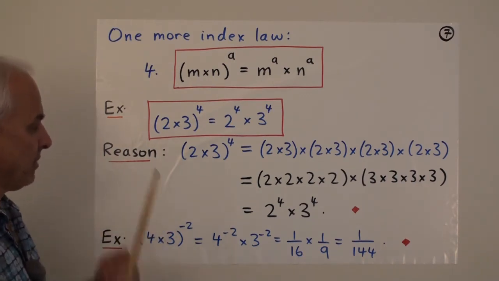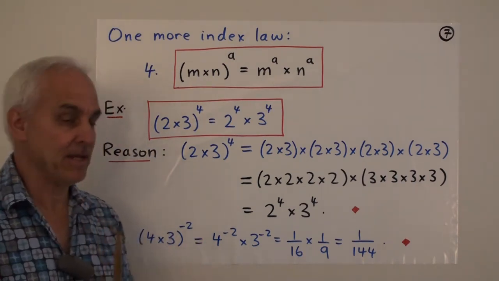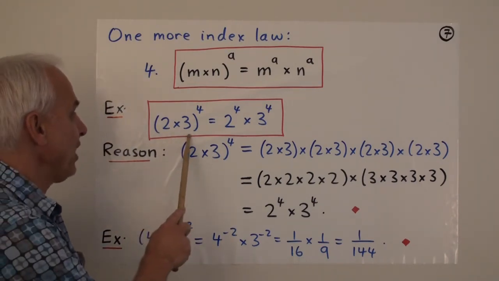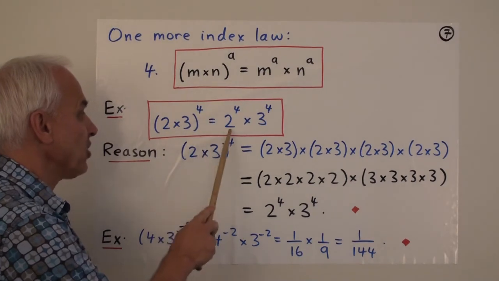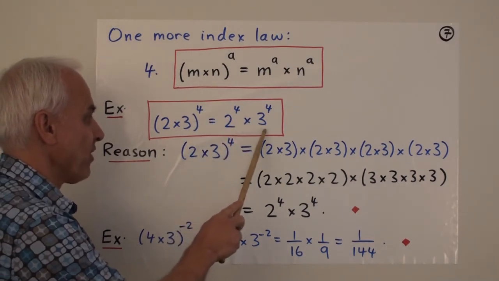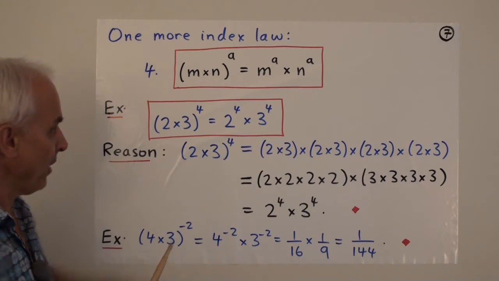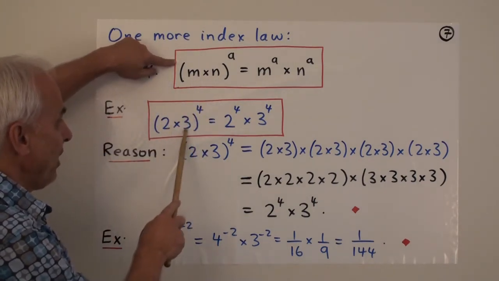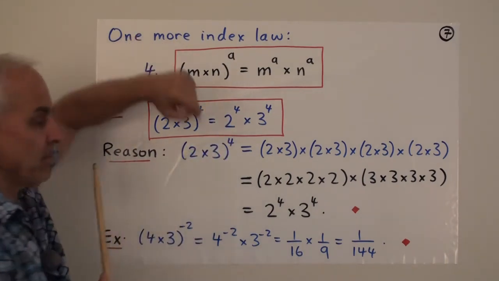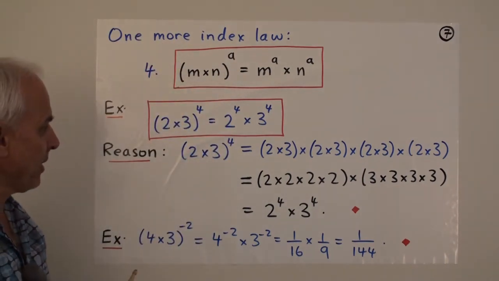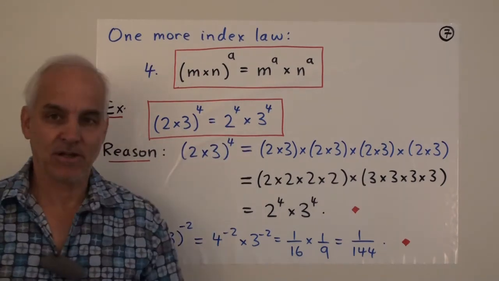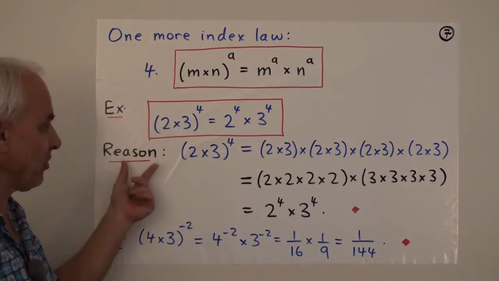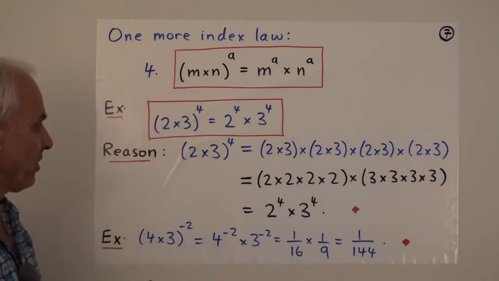For example, a specific example which makes it a little bit clearer, perhaps easier to understand. 2 times 3 to the 4th is 2 to the 4th times 3 to the 4th. That's a special case when m is 2, n is 3, and the exponent a here is 4. So why is this law valid? Let's have a look at it in this special case here, which illustrates why it's true in general.